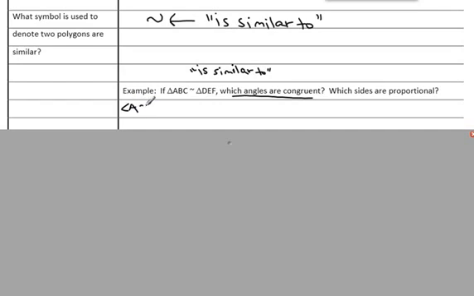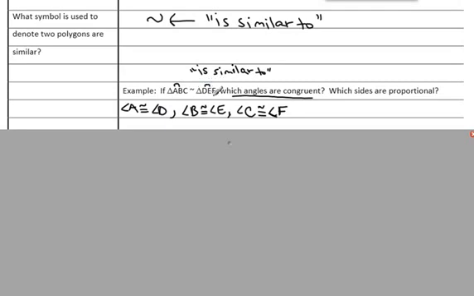So angle A would be congruent to angle D, angle B would be congruent to angle E, and angle C would be congruent to angle F. The proportional sides, the same thing. We look at the similarity statement to see which sides are proportional. Again, it's a matching game.